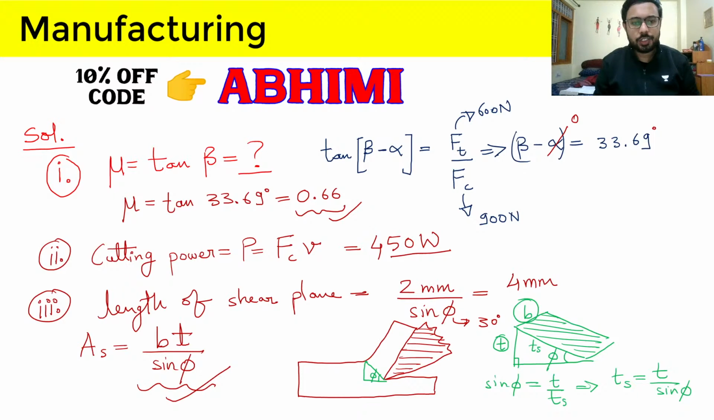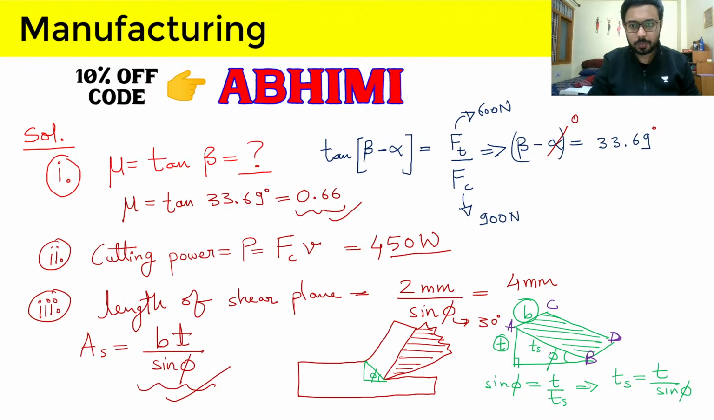So the length of the shear plane was coming out as the depth of cut t divided by sine phi, because in the right angle triangle, sine phi is equal to t by ts, that is perpendicular by hypotenuse. So that is again a nice thing that you can just remember. This is the figure, this triangle I have drawn here. This is the shear plane. AB is the shear plane. AB is the shear line, you can say, and phi is the shear angle which was provided to us in the question.